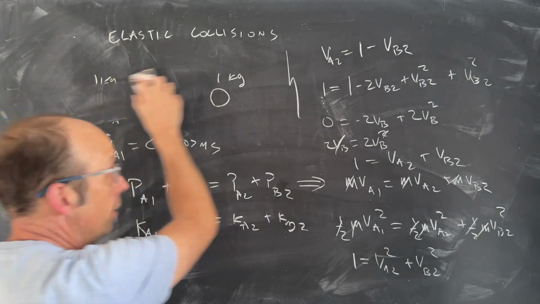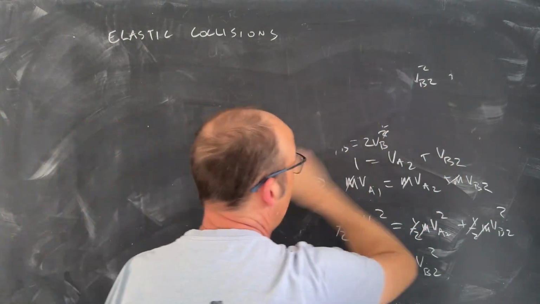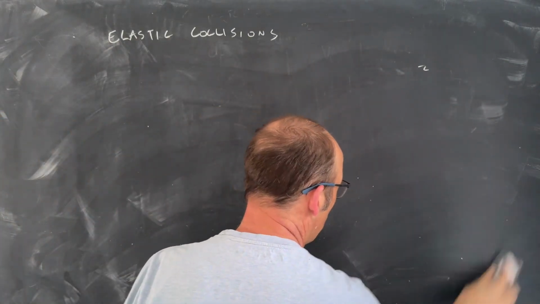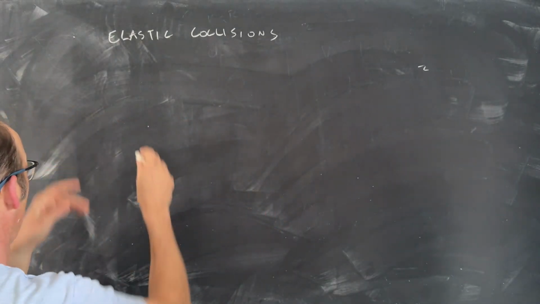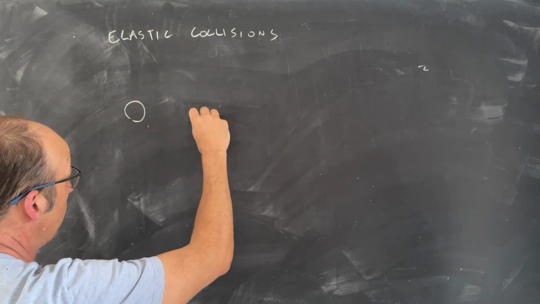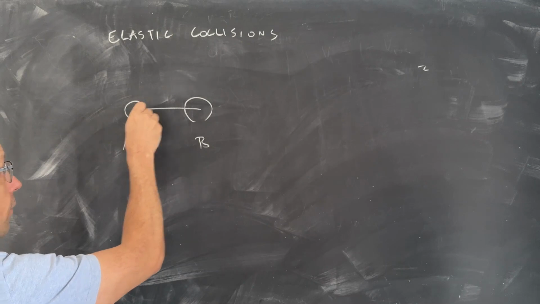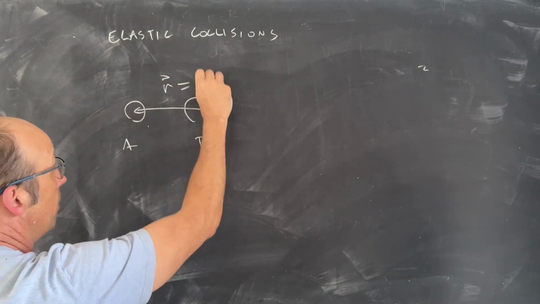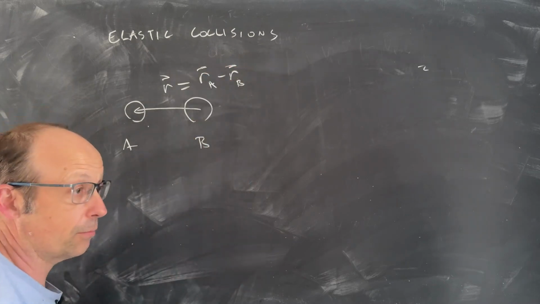We can model this in Python. So I'm going to model this elastic collision in Python. And this is a lot like my torpedo bat calculation, if you saw that video. So I have this ball coming in, and this is A, and this is B. I'm going to calculate the vector r. So r is going to be RA minus RB. That's the vector between those two.